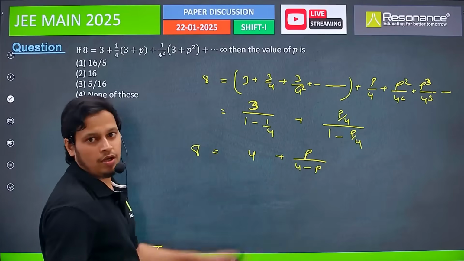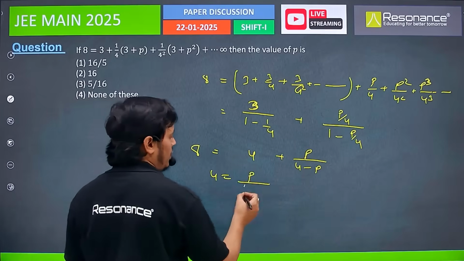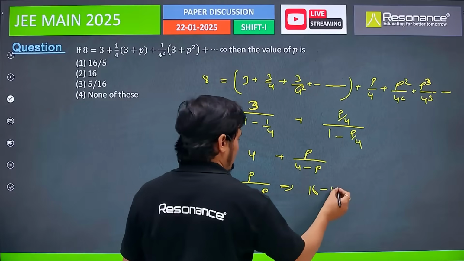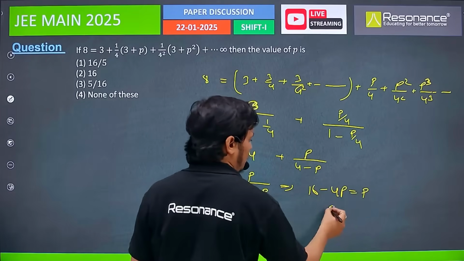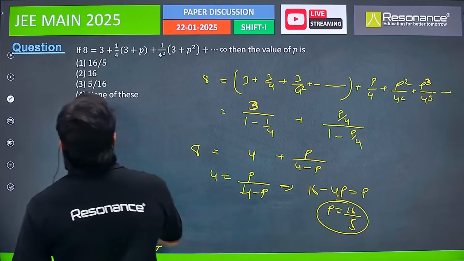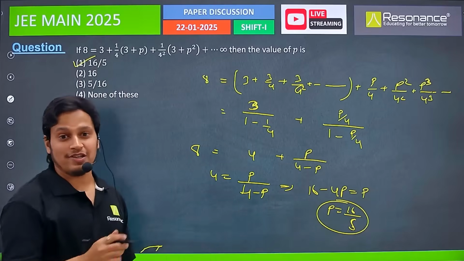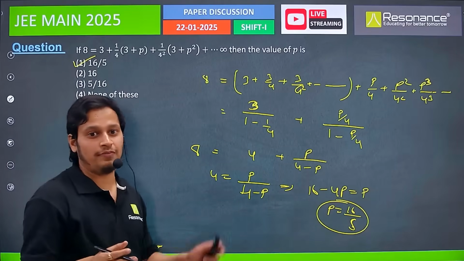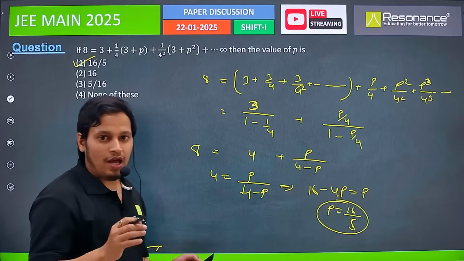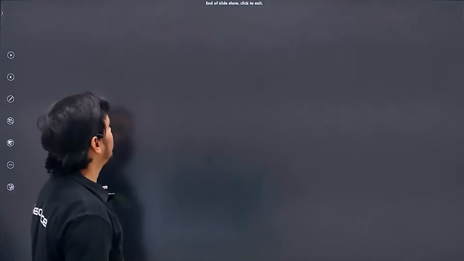And what is it? 8. 4 came this side. Only 4 is remaining. 4 equals p by 4 minus p. If you cross multiply, 16 minus 4p equals p. p equals 16 by 5. Oh, this was so easy. You should not miss this kind of question. From sequence and series, this might be, after COVID, the easiest problem that they give. Because after COVID, generally from an easy chapter they give difficult problems in mains.